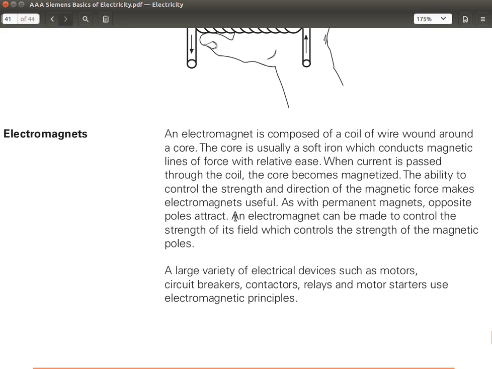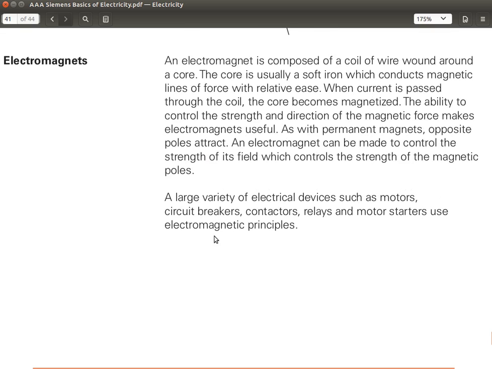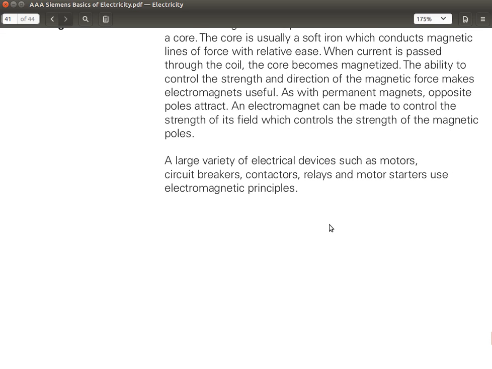Now, as with permanent magnets, opposite poles attract. An electromagnet can be made to control the strength of its field, which controls the strength of the magnetic poles. A large variety of electrical devices such as motors, circuit breakers, contactors, relays, and motor starters use electromagnetic principles. And another application that comes to mind is the power door lock for the car. It uses an electromagnet.